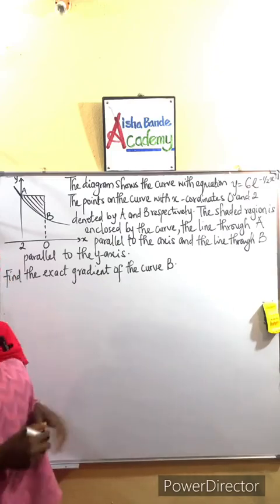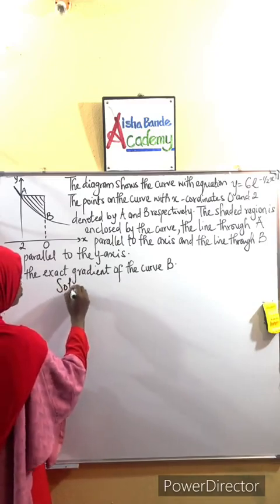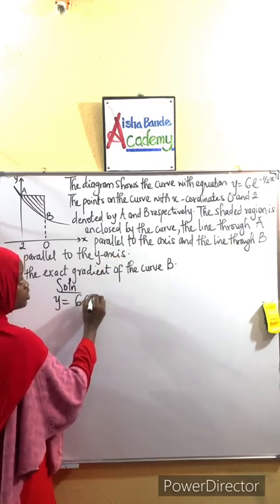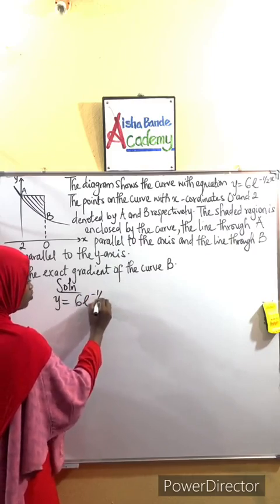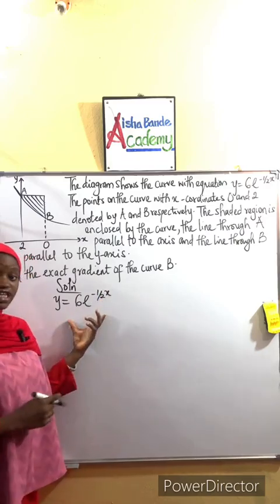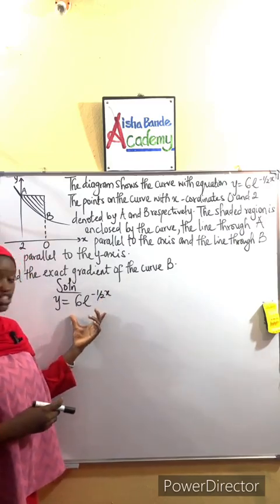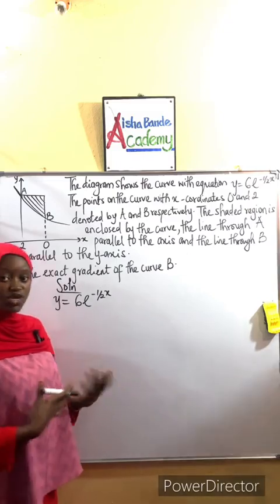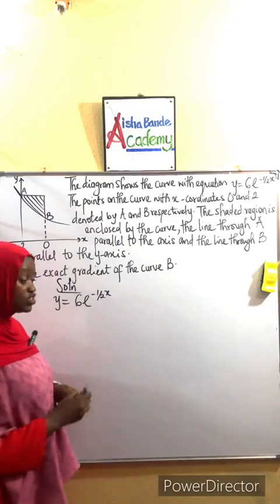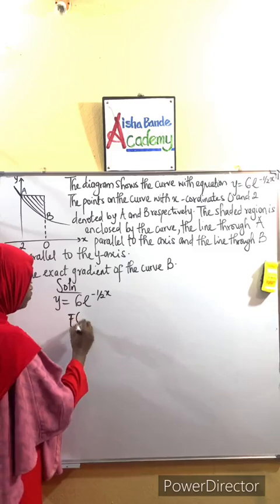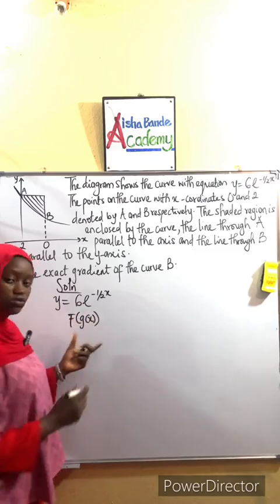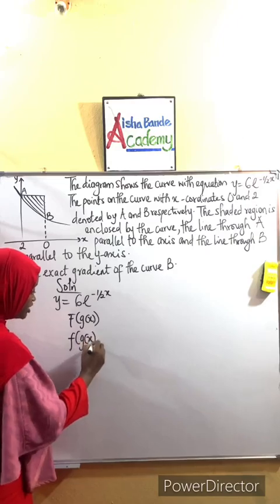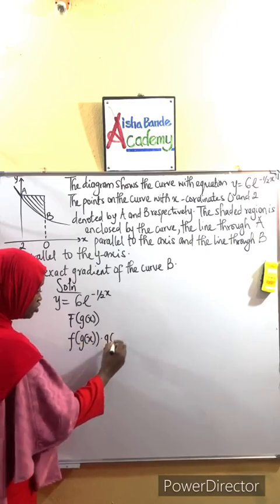So let's begin. The first step for us in solving this question is to bring out the equation that has been given, which is y equals 6e raised to the power of minus 1 over 2x. From here, there's a topic called differentiation. So we have to differentiate this equation that has been given to us. For us to differentiate this, we can use what we call the chain rule. The chain rule states that when you have a function f of g of x, then the derivative of this function is going to be f dash of g of x times g dash of x.